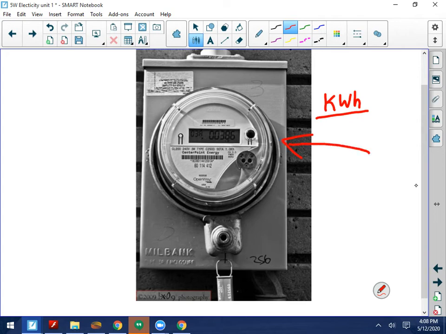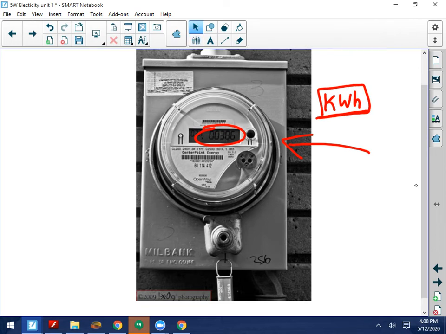Every house has them, because we all use electricity. The numbers will flash up in here, and you want to look at the numbers that have a small kWh at the end. And that will help get us ready to do our next activity.